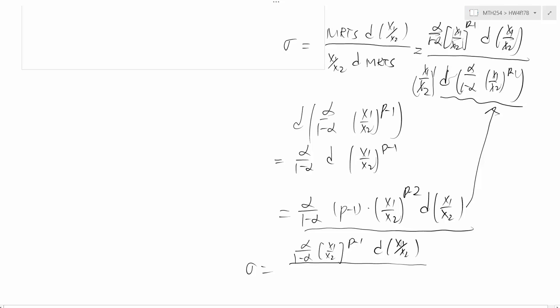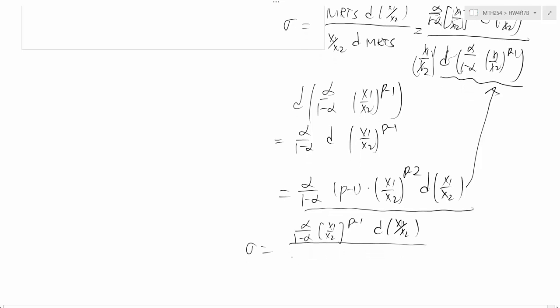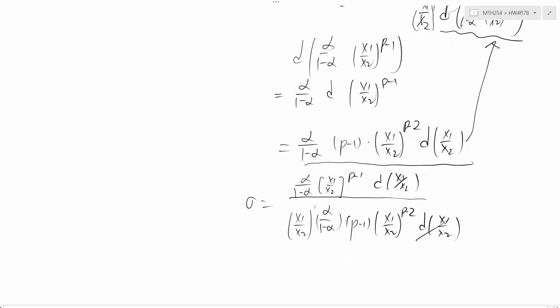And look at the denominator. We have a nearly identical expression, x1 over x2 to the power 1. And over here we have alpha over 1 minus alpha and p minus 1. And then we have x1 over x2 to the p minus 2, and then d of x1 over x2. So we see lots of common factors. Common factor, common factor. These three together is a common factor, and this is a common factor. So the answer must be 1 over p minus 1.